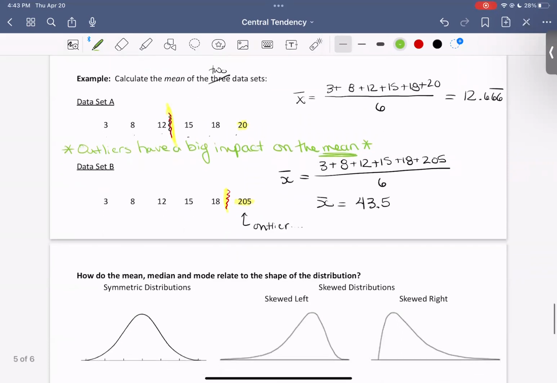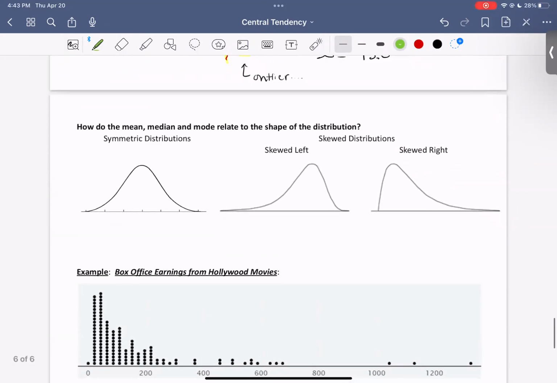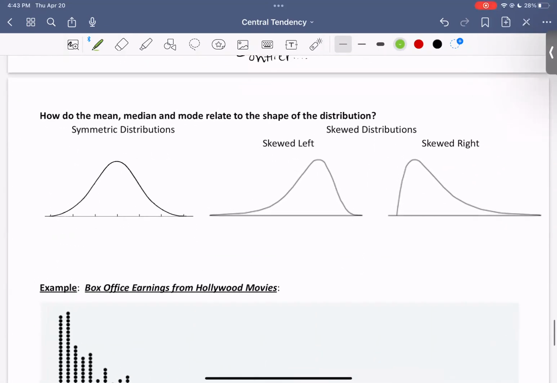All right, let's continue our notes. So now we're going to look at some different distributions and see how the mean, median, and mode relate to the shape of our data if we were to graph it. So let's go ahead and start with looking at the median. I'll use M to denote that median. So when our distribution or the data looks fairly symmetric, bell-shaped here, then the median is right here in the middle.